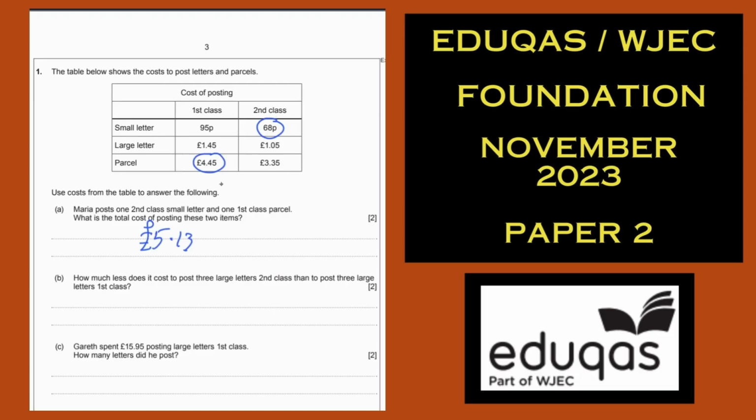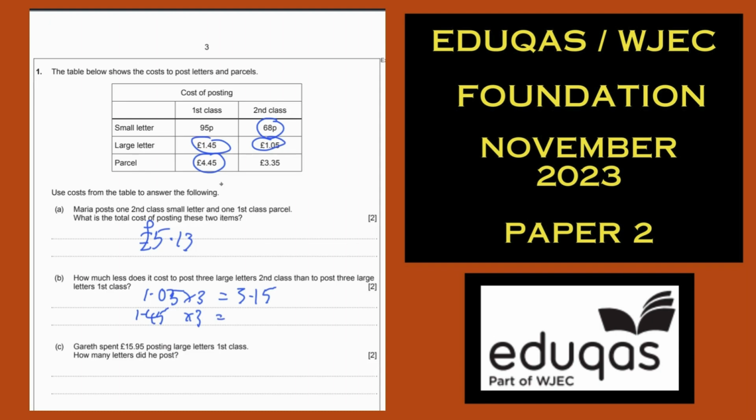How much less does it cost to post 3 large letters? There's a large letter. Oops. We'd best times it by 3. I get £3.15 to post 3 large letters. We are now going to times £1.45 by 3.